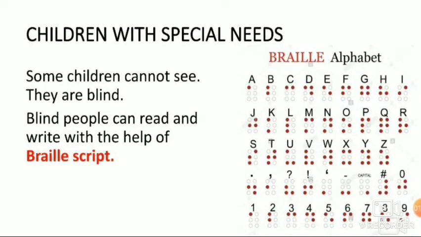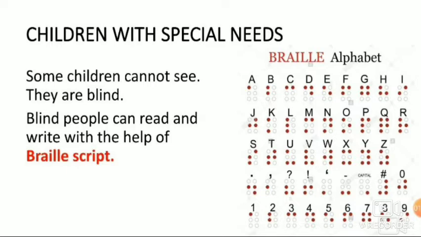Next, children with special needs. There are some children with special needs. Some children cannot see, they are blind. They use a cane while walking. We can help them crossing the road. We can describe many things to them. Some blind people can read and write with the help of the Braille script.